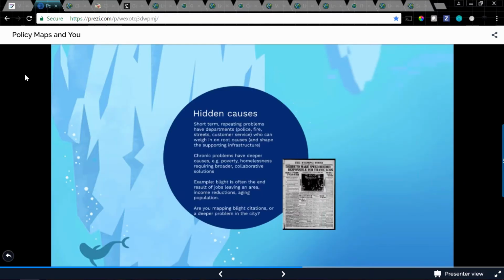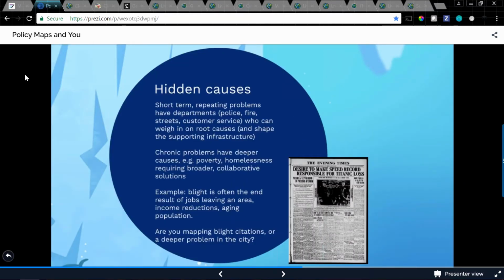We have hidden causes to consider as well. In the case of Titanic, again, it was that desire to make a speed record that was this quiet little contributing factor. Like with all problems, there's always something going on. And we've observed that, as a society, the short-term repeating problems tend to have departments, right? There's a police department, a fire department, streets department, or in a business, you have a customer service department. And they tend to put out the little fires day to day, but these folks could be invaluable in weighing in on what some of the root causes of the problems are and the infrastructure that's enabling it, whether it's an economic infrastructure, a social infrastructure, or literally, things on the earth we traditionally call infrastructure.